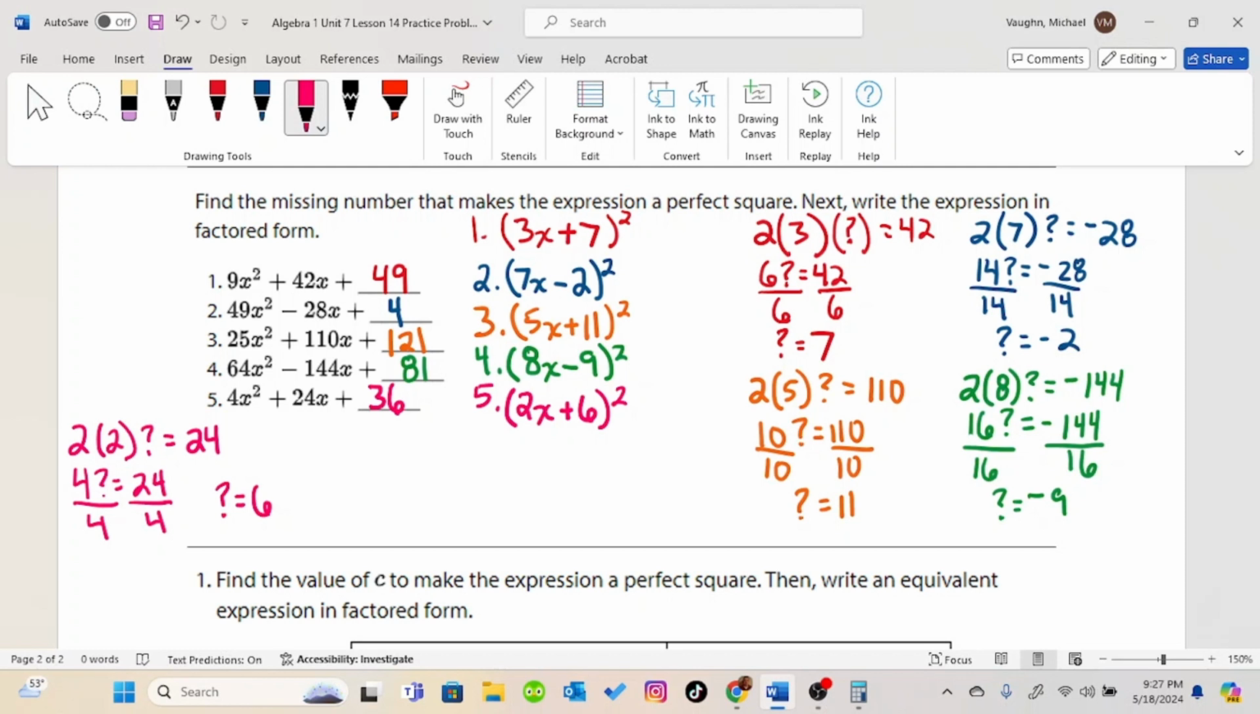If you have any questions about how to find the missing c term when you are given the a and b terms, please ask for further clarification so that you are prepared as we move forward to the next practice problem.